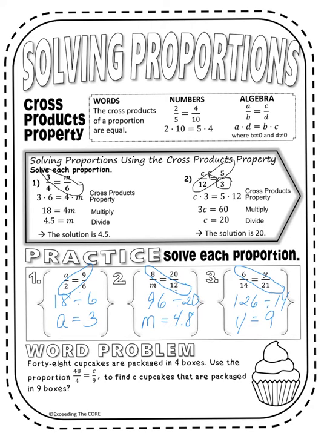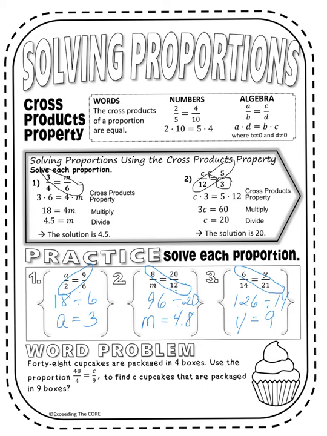Finally, we have our word problem. Again, in life, nobody's going to give you problems like numbers 1 through 3, but you will get word problems. And most people speak in words. So we have 48 cupcakes are packaged in 4 boxes. Use the proportion 48 over 4 equals C over 9 to find C cupcakes that are packaged in 9 boxes.